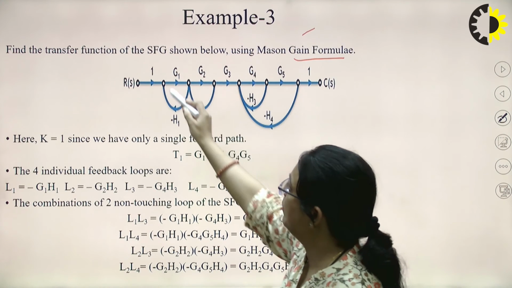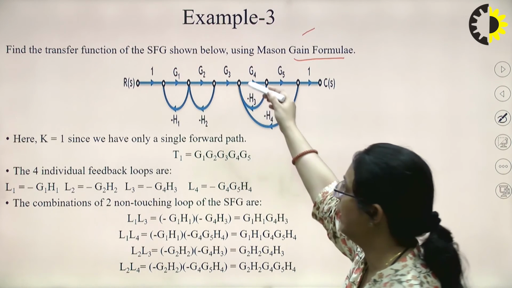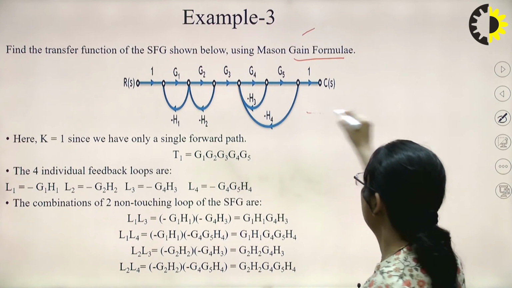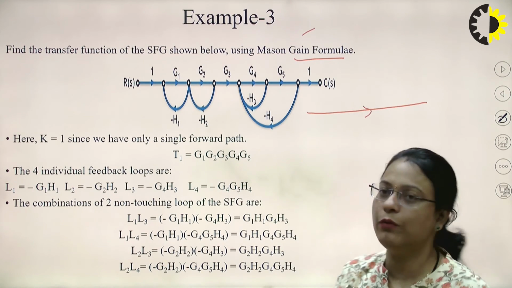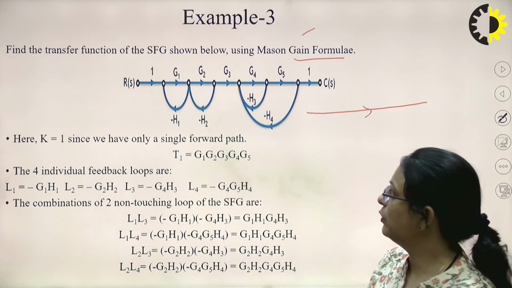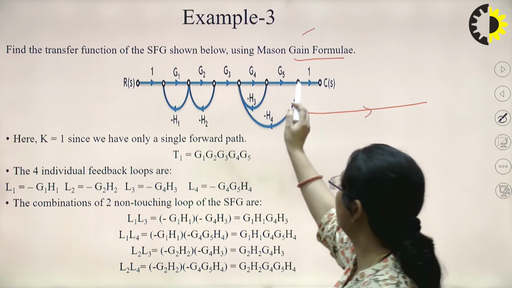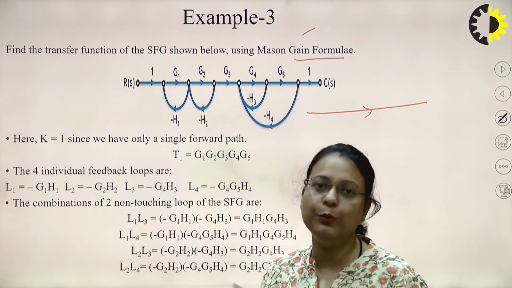Since it is a feedback path, it is again a feedback path, here also a feedback path, and here also we are having a feedback path. So here in this case, we are having only this forward path from R(s) to C(s). Okay. So there will be how many nodes? 1, 2, 3, 4, 5, 6 nodes excluding the input and output node.